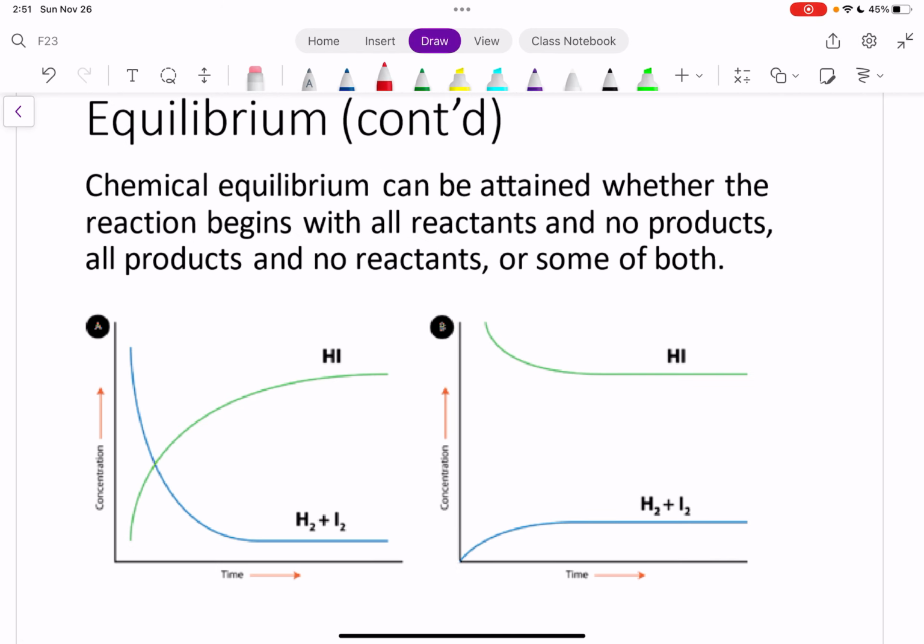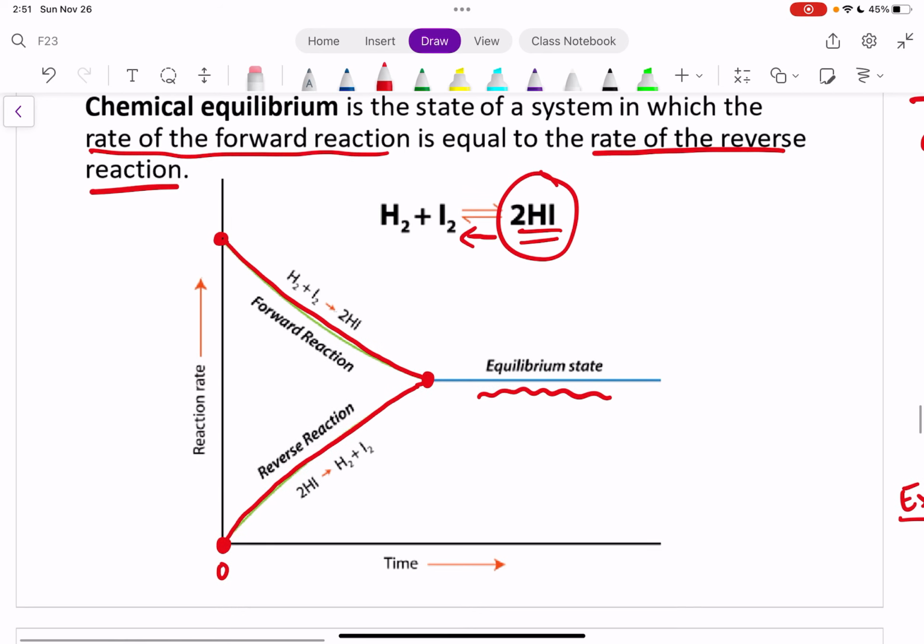So chemical equilibrium can be achieved whether the reaction begins with all reactants and no products. Say we've only got these two things right at the beginning of the reaction. We have no HI yet.